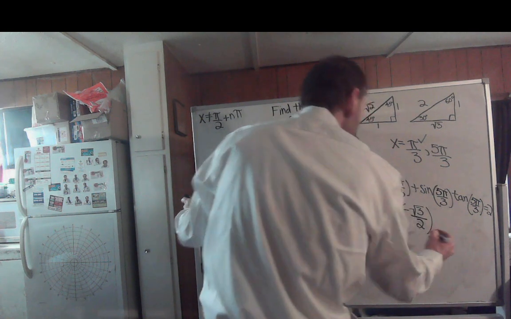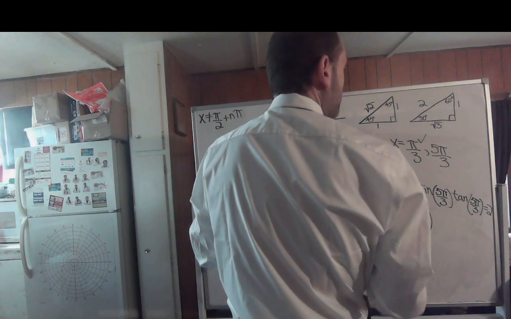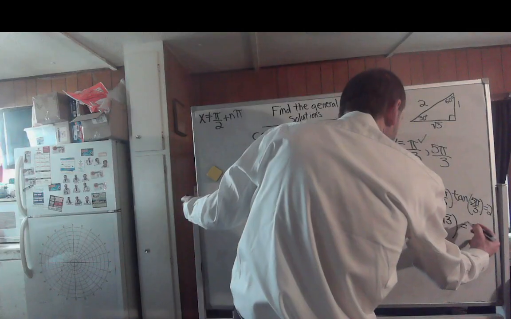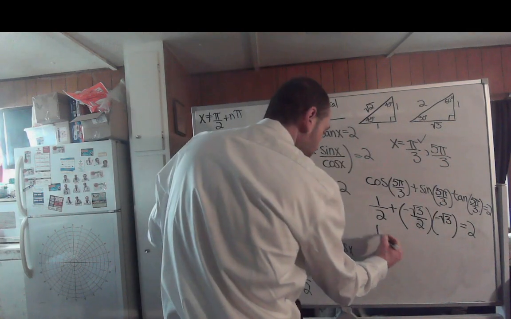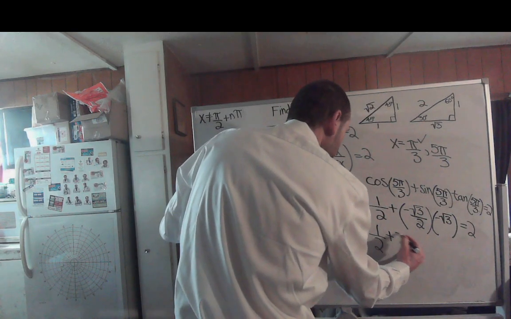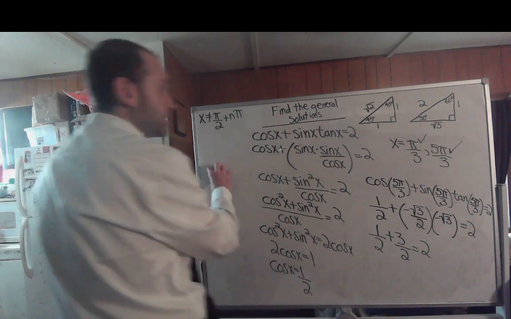Then what's the tangent of 60 in the fourth quadrant? That would end up being negative of the square root of 3. Would that equal 2? Well, this would end up giving you 1/2. Negative times negative is positive, so that'd be plus 3/2. Well, 1/2 plus 3/2 does equal 2, so yes, both of these solutions actually check out.